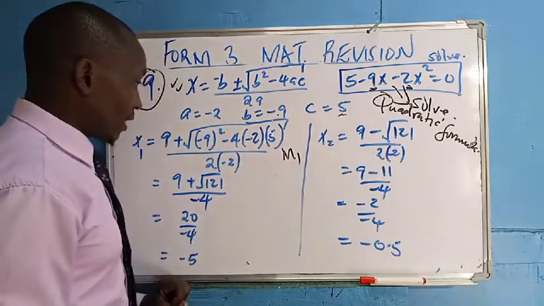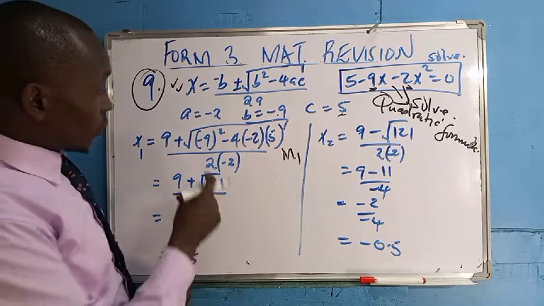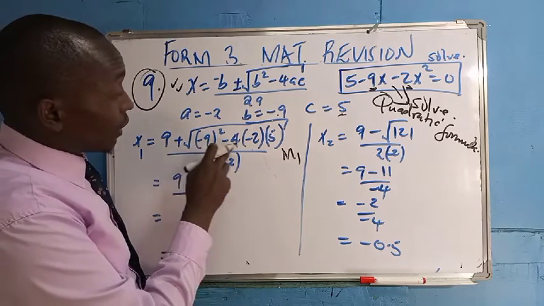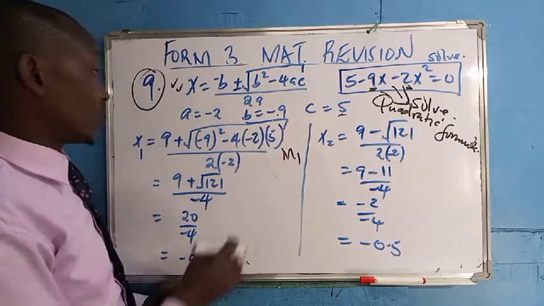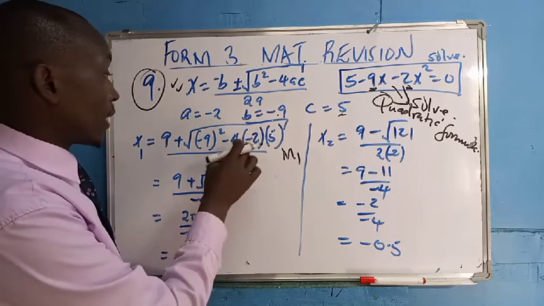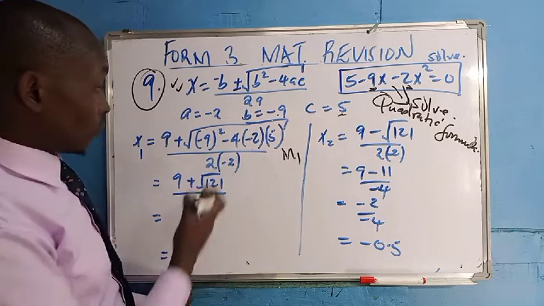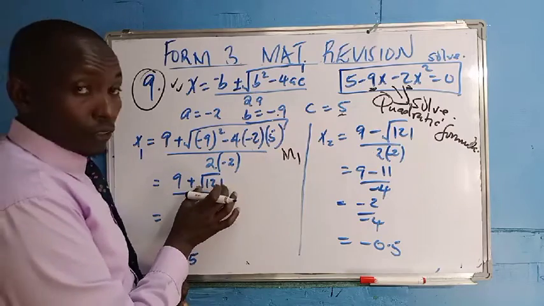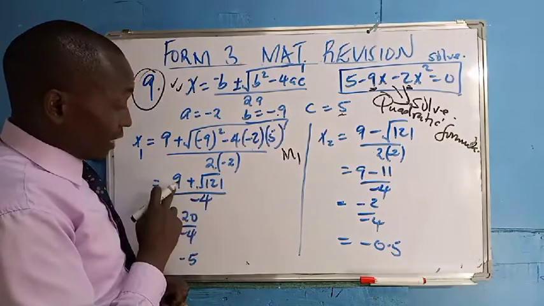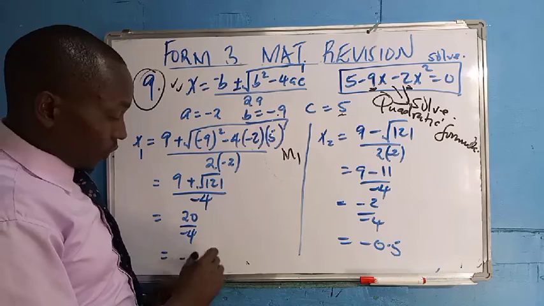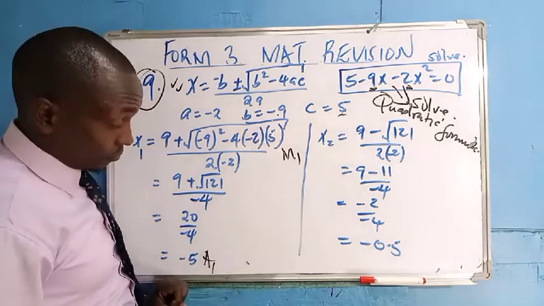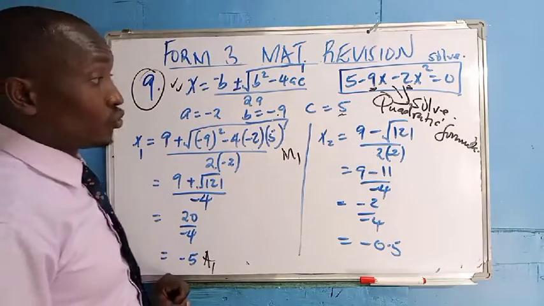By doing that, I get a method mark. So working out this, 81 plus 40, because this is 8 times 5, and it is positive there. So it will be 121. Square root of 121 is 11. 11 plus 9 is 20. 20 over 4, you get the first answer. As simple as that, my student.